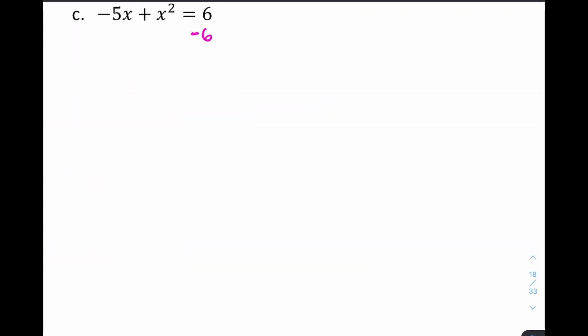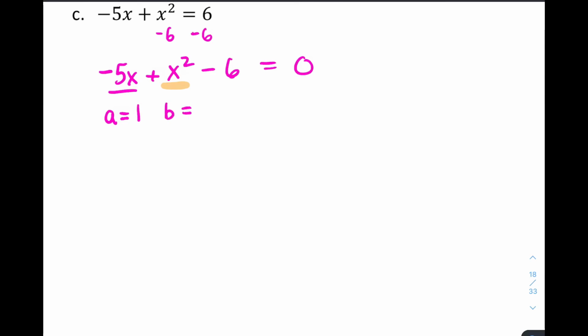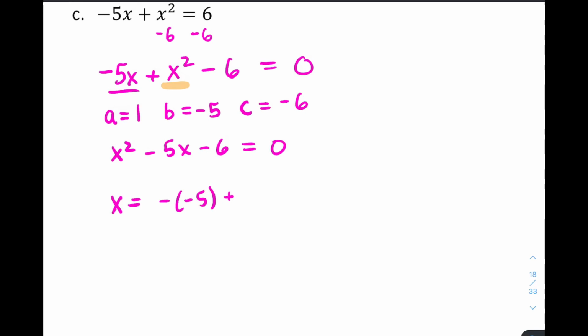So again, we need 0 on one side first. And then kind of the trick to this one is being really careful that you get your values for a, b, and c correct. a is your coefficient on your squared term, so it's 1, even though that one's written in the middle. b is -5, my coefficient on my x to the first term, and c is my plain old number. If it helps, go ahead and reorder it so that it's in order from highest to lowest degree.